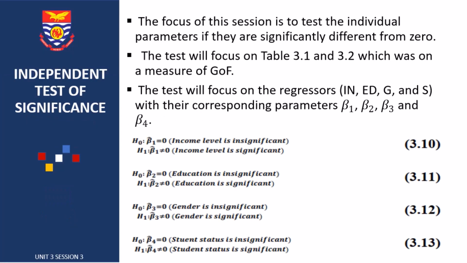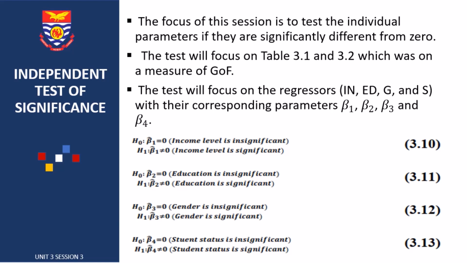The independent test of significance. The focus of this session is to test the individual parameters and to see if they are significantly different from 0. The test will focus on Table 3.1, which is our table for the goodness of fit, as well as Table 3.2, where we were estimating how parameters like income and education affect a customer's credit rating or creditworthiness. The test will focus on the regressors only, because we are focusing on the test of significance of the independent variable.